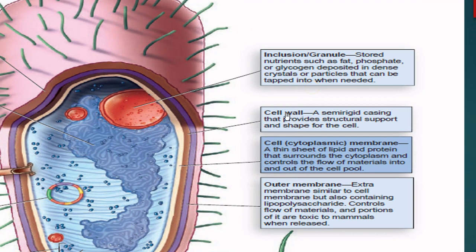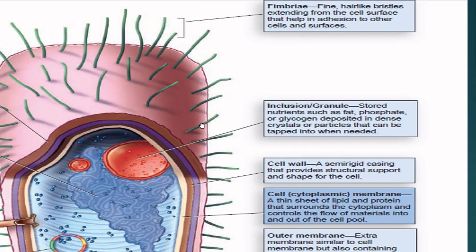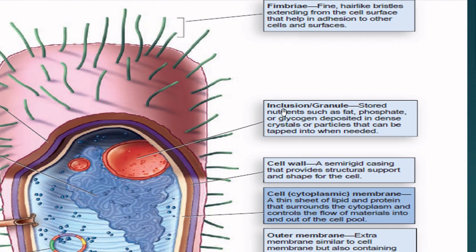The next thing is the cell wall. It is a semi-rigid structure that provides structural support and shape for the cell. Another thing is inclusion bodies, which are storage compounds where bacteria store their nutrients, such as fat, phosphate or glycogen.